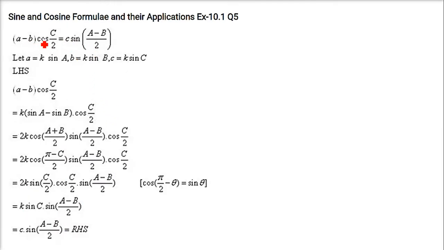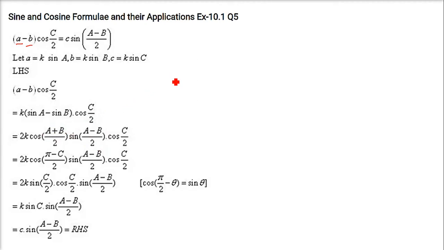Here we have a minus b cos C by 2. We have to prove it to be c sine A minus B by 2. So put just a as k sine A because of the sine rule. And when you put b as k sine B, so when you put in here k sine A minus sine B cos C by 2. Now here sine A minus sine B, the formula is 2 cos A plus B by 2 sine A minus B by 2.